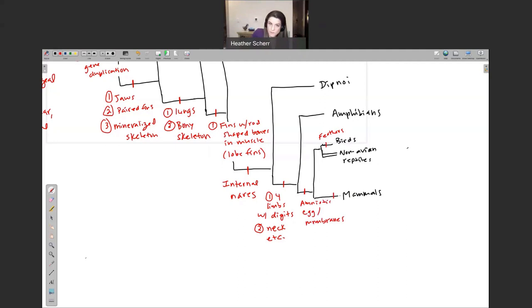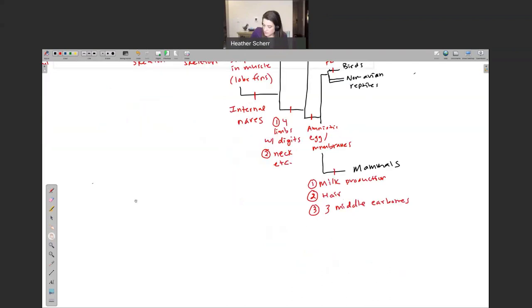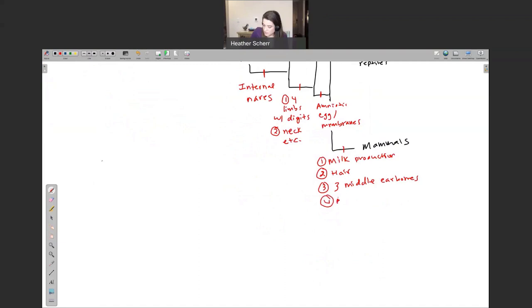So let me draw this below. I'm just going to move this through here so I have a lot more room. Mammals. There are four synapomorphies. Milk from mammary glands, so milk production. Hair, which can also be called fur, but it's the same thing. Whiskers are also here at some point in their life. We also have three middle ear bones, which we've looked at in class. And we have specialized or differentiated teeth.